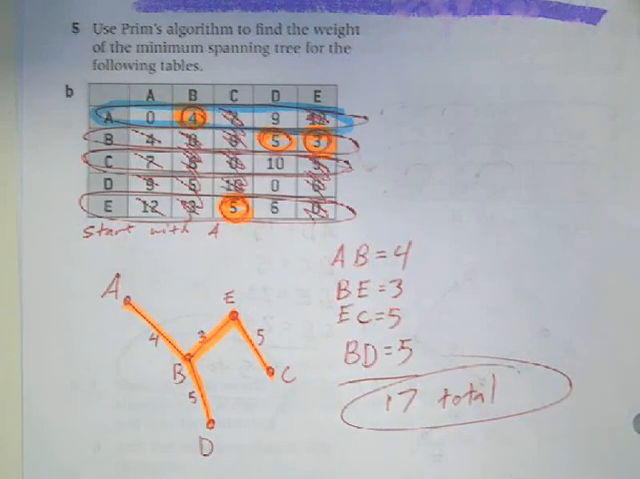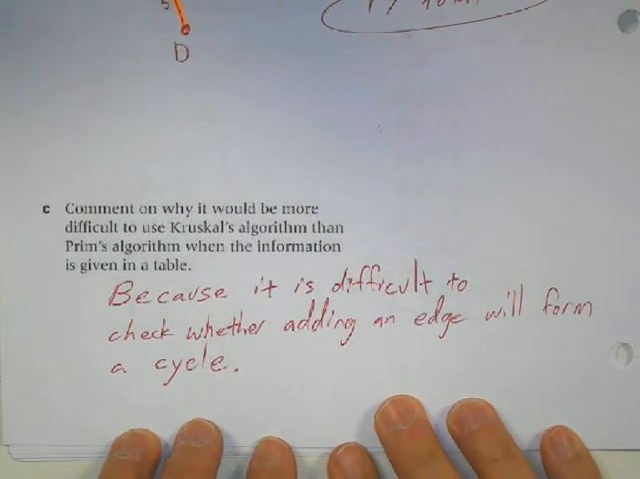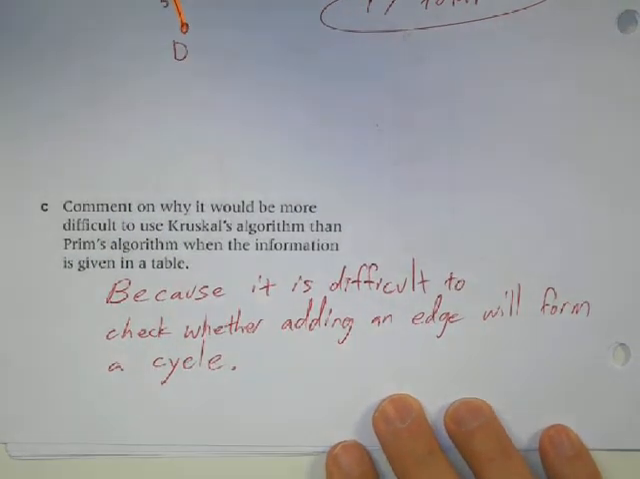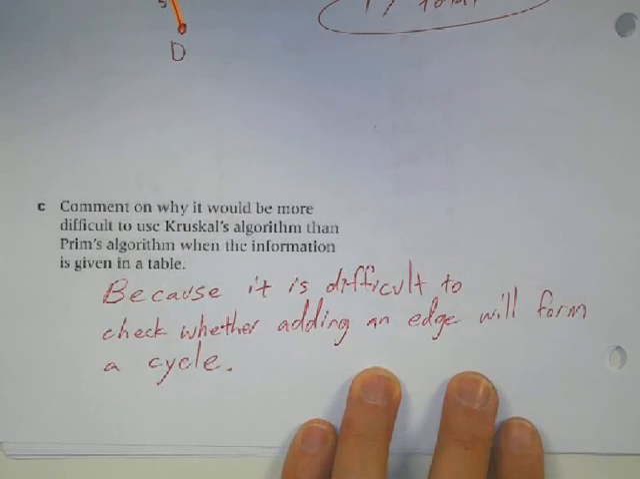Okay, and so comment on why it would be more difficult to use Kruskal's algorithm than Prim's algorithm with this information, because it's difficult to check whether adding an edge will form a cycle. Because you're not allowed to have a cycle in a spanning tree.